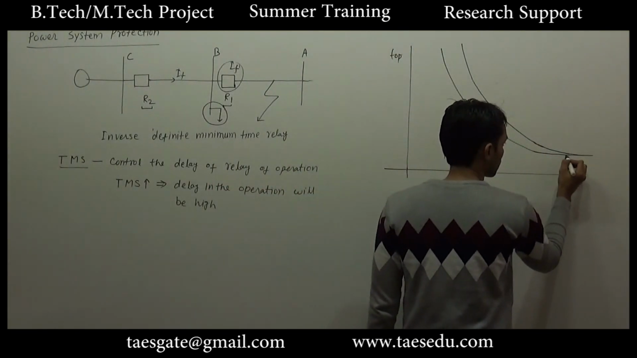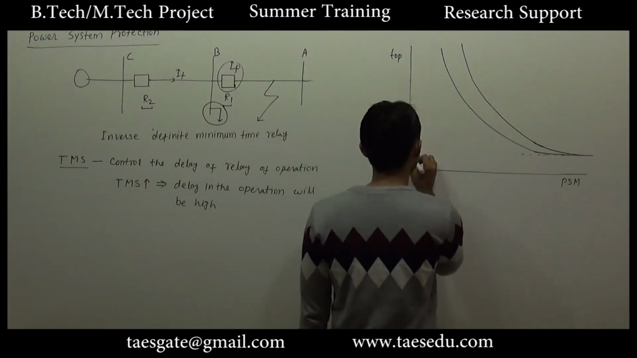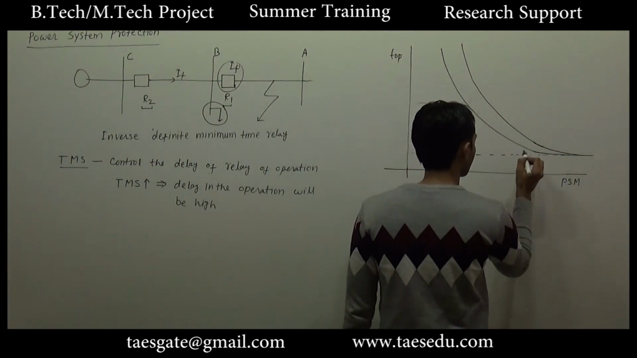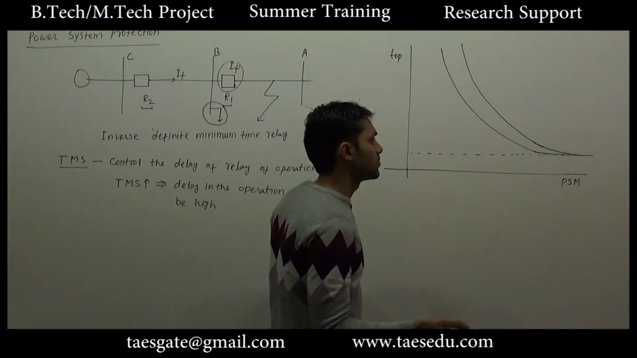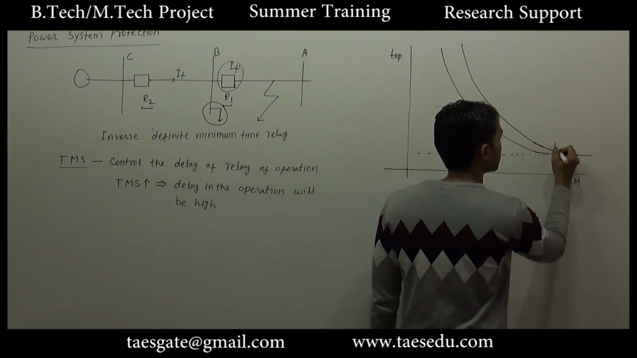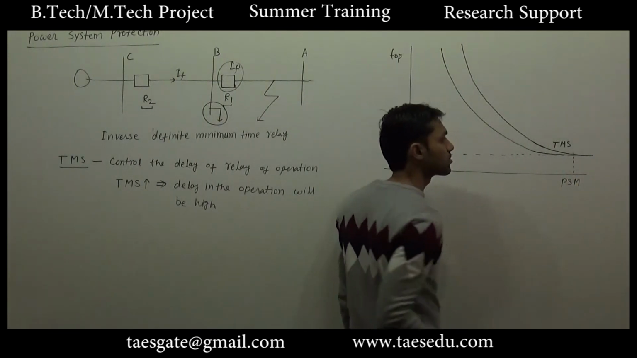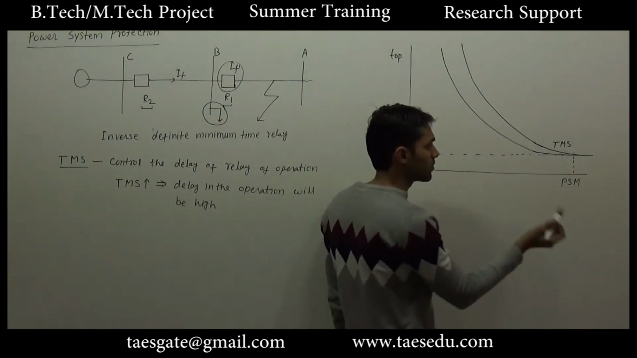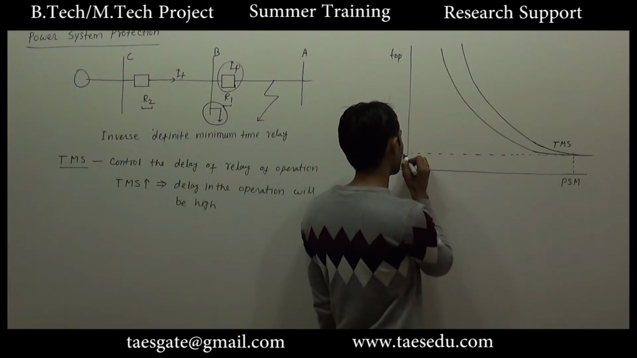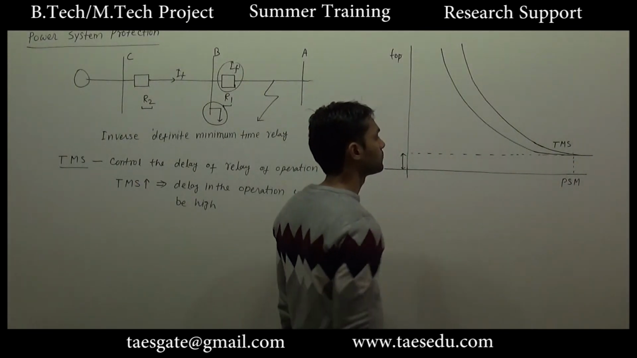For higher value of PSM, the delay in the operation becomes constant. It becomes equal irrespective of the value of time multiplier setting. For high value of PSM, it does not matter what is the value of time multiplier setting, the delay in the operation will become equal.